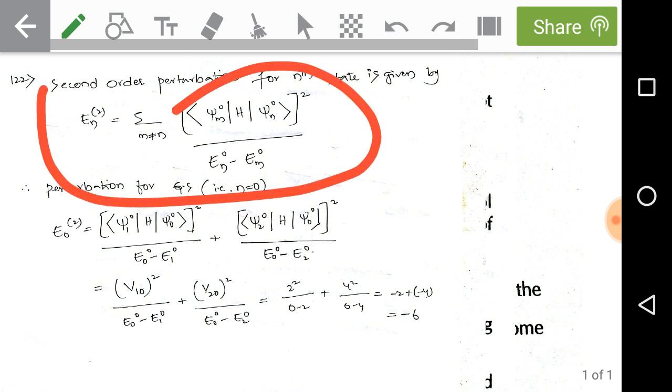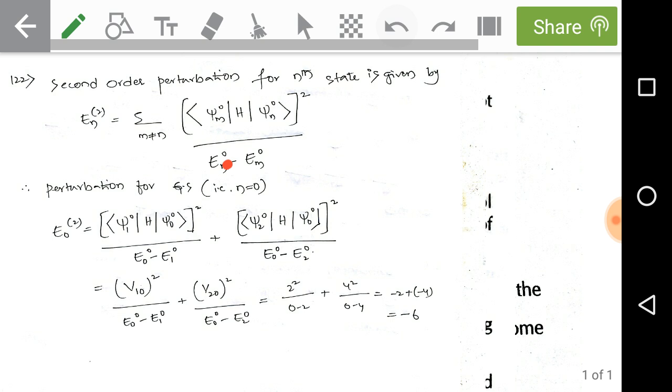Second order perturbation for the nth state is expressed like this. Just observe here, n is the nth state, and for example the perturbation for the ground state, consider n is the ground state, n is equal to 0. So whenever we take n equal to 0 here, and by just taking the sum of the first order and second order corrections, then we can get minus 6 as the correct answer. So just check each and every step here.